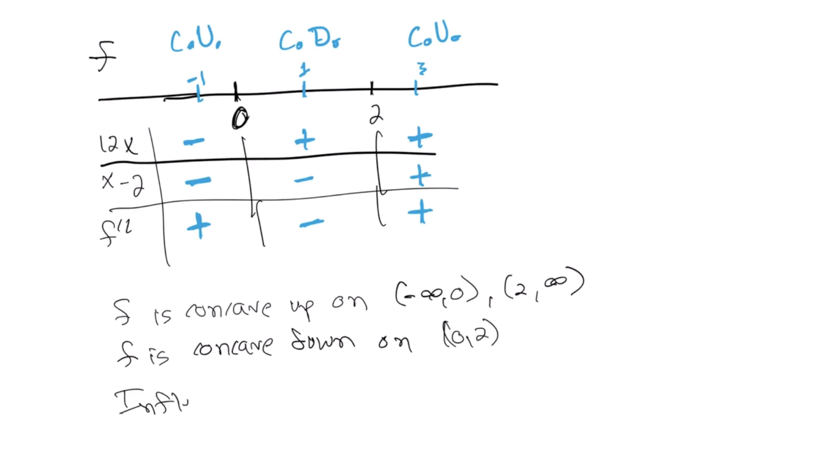And then the inflection points, I'm going to get lazy, PTS. The inflection points are going to be where my concavity changes sign. So as it turns out, at both of those values, x equals 0 and x equals 2, my concavity changes there. So I'm going to list both of those as being places where concavity changes.